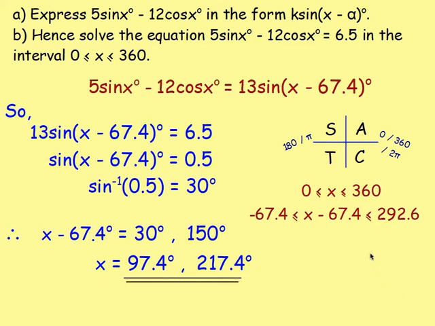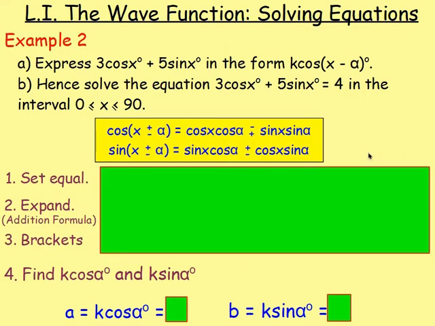Really, this lesson is just bringing these two parts together, using the wave function and solving trig equations. If you're unsure about either of them, you're best going back to those lessons. But we'll do a few more examples anyway. Example 2: express 3 cos x plus 5 sin x in the form k cos(x minus alpha), and then hence solve that equation where it's equal to 4.